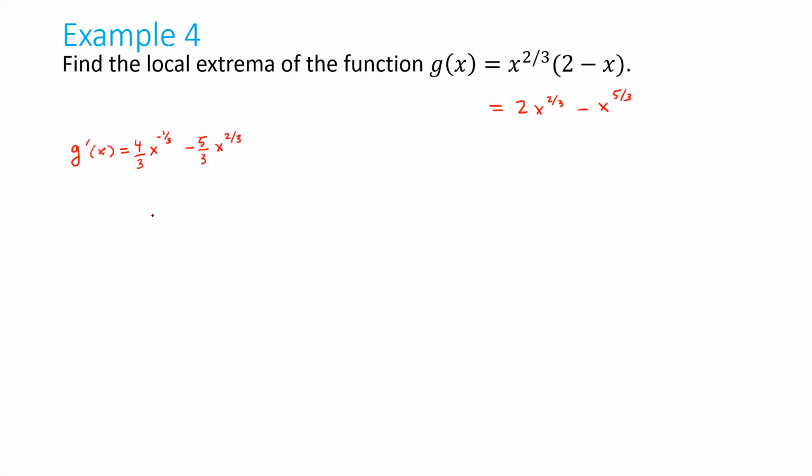One thing that I can do here, this will actually help me analyze the derivative a little bit more easily, is try and combine these terms together. So I can write this as 4 over 3x to the 1/3 power. To get a common denominator here, I'll multiply x to the 1/3 over x to the 1/3. So that'll give me x to the 2/3 times x to the 1/3 is just x. So I have 4 minus 5x over 3x to the 1/3.